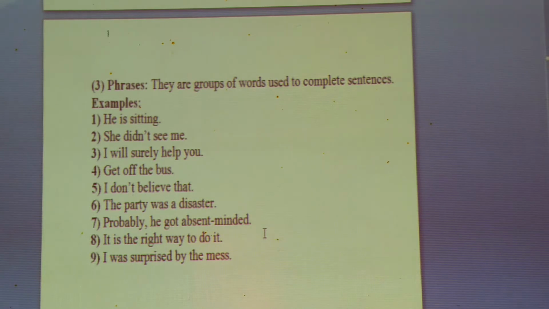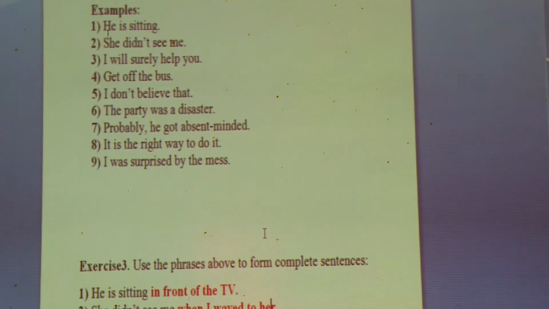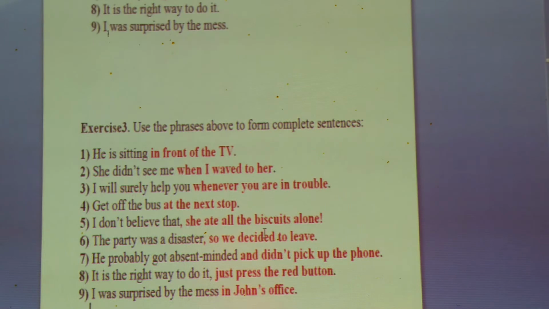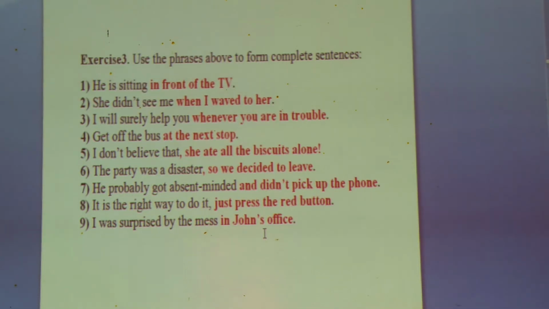If we use these phrases to form complete sentences, we can have something like this. Right? So, he is sitting. We can add in front of the TV. This way we have changed the phrase into a complete sentence. She didn't see me when I waved to her. I will surely help you whenever you are in trouble. Get off the bus at the next stop. I don't believe that. She ate all the biscuits alone. The party was a disaster, so we decided to leave.